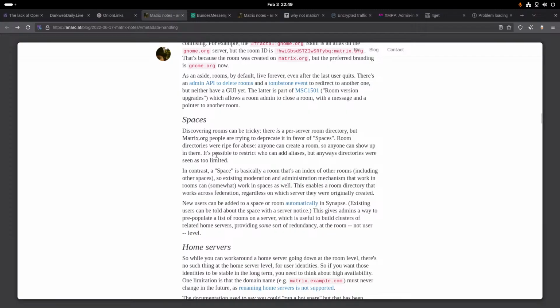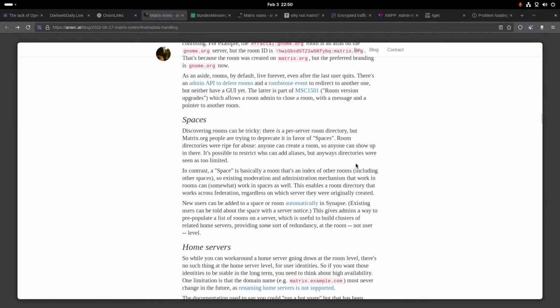Spaces: discovering rooms can be tricky. There is a per-server room directory, but Matrix people find it deprecated in favor of spaces. Room directories were ripe for abuse. Anyone can create a room so that anyone can show up in there. It's possible to restrict who can add aliases, but anyway, directories were seen as too limited. In contrast, a space is basically a room that's an index of other rooms, including other spaces. So existing moderation and administration mechanisms work in the rooms and can somewhat work in spaces as well. This enables room directories to work across federation regardless of which server they were originally created on.